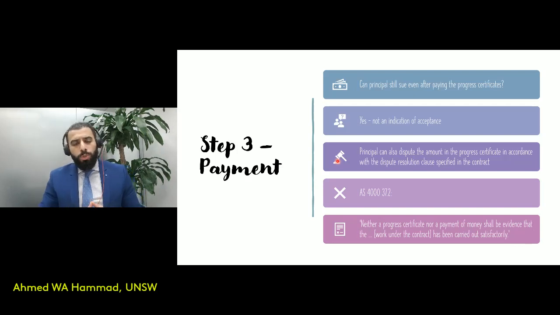Some issues pertaining to step number 3, which is the payment. So the first question over here that I had specified is, can the principal still sue even after paying the progress certificate? So what I'm trying to say over here is that would the fact that the principal paid the amount specified in the progress certificate indicate that the principal agrees with the works, that they had no issues, and that's why they made the payment?